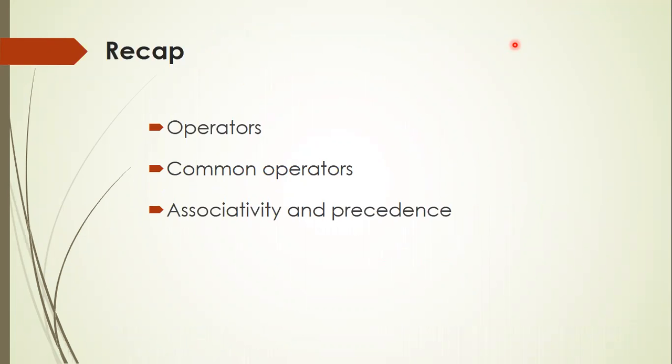So in the last class, we discussed the common operators among C and C++. Some of the common operators are arithmetic, relational, logical, bitwise, increment, decrement, comma, sizeof, etc. We also studied what we mean by precedence and associativity.